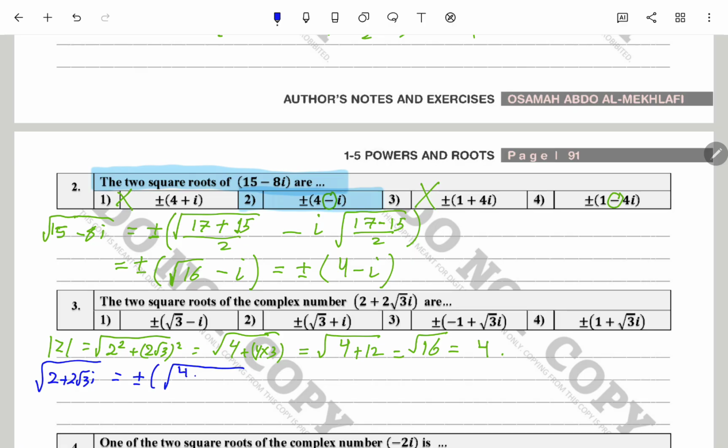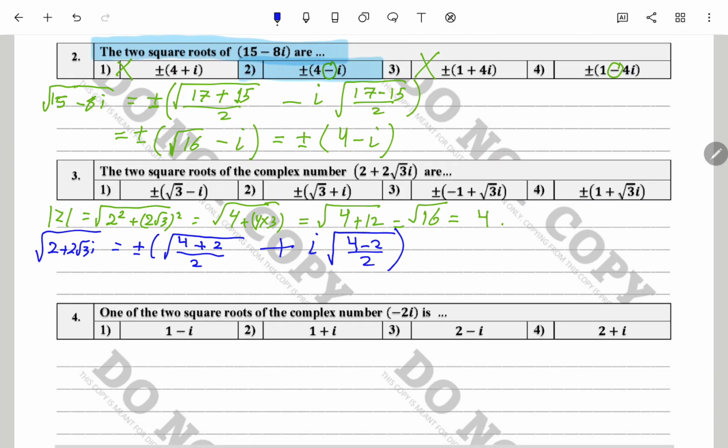the modulus, which is 4. You are going to add to it a, which is 2, divided by 2 always. If you have positive in the middle, make it positive, and don't forget i for the imaginary part. Now take this 4 and subtract 2 again, divide by 2. Close your bracket and calculate them. Plus and minus again, 4 plus 2 is 6, divided by 2 is 3.